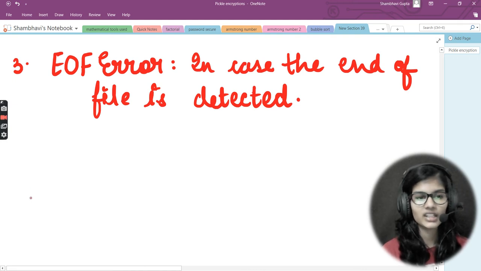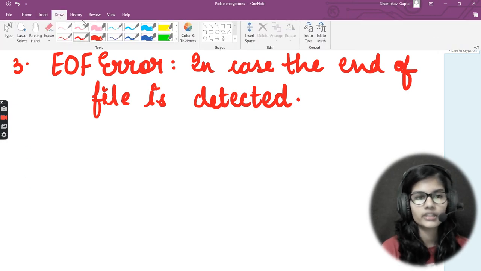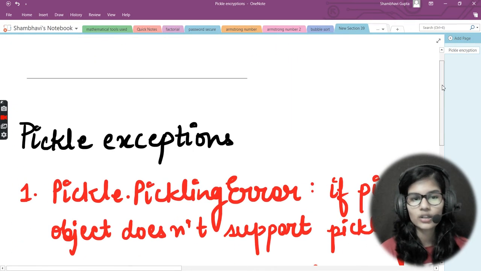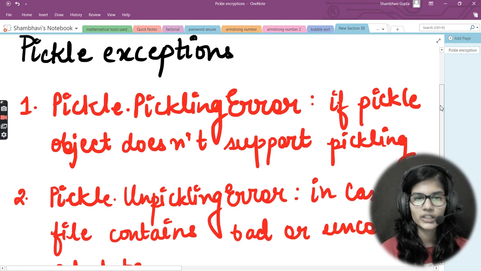Okay. Now, this is over. These were the three exceptions that we need to handle, that are called the pickle exceptions. Okay, the first one was pickle.PicklingError.